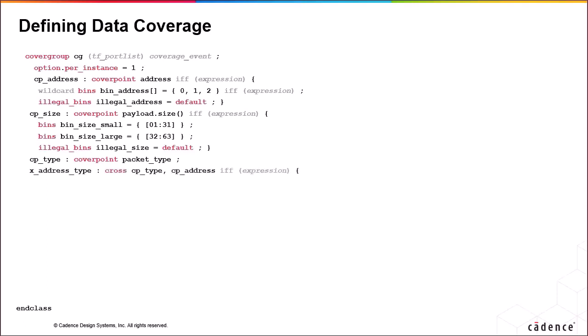We start the cover cross declaration with an optional identifier, followed by the cross keyword, and then followed by the list of 2 or more cross items, which can be variables or declared cover points. Here, we are crossing the packet type and packet address. We can optionally include a guard expression to guard the cross. Here, we do not guard the cross.